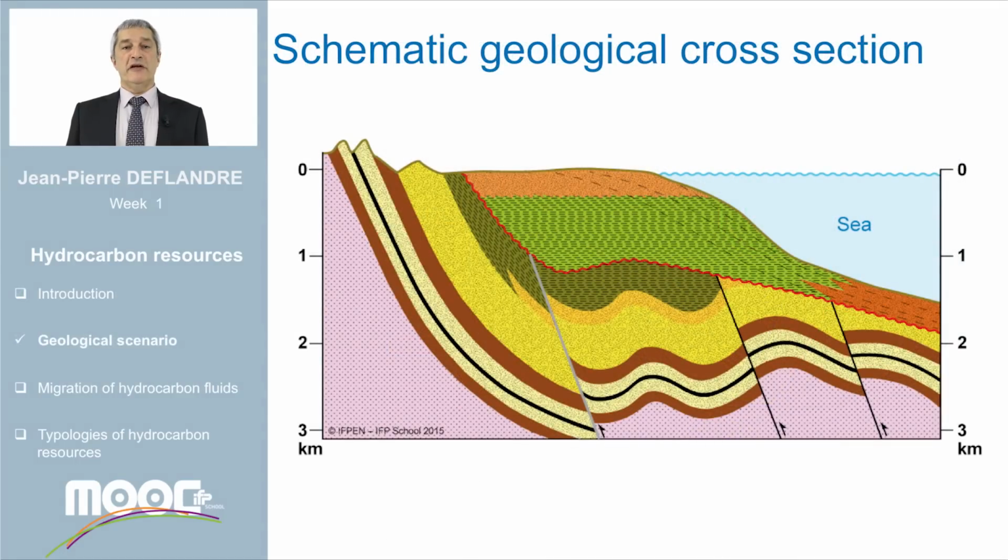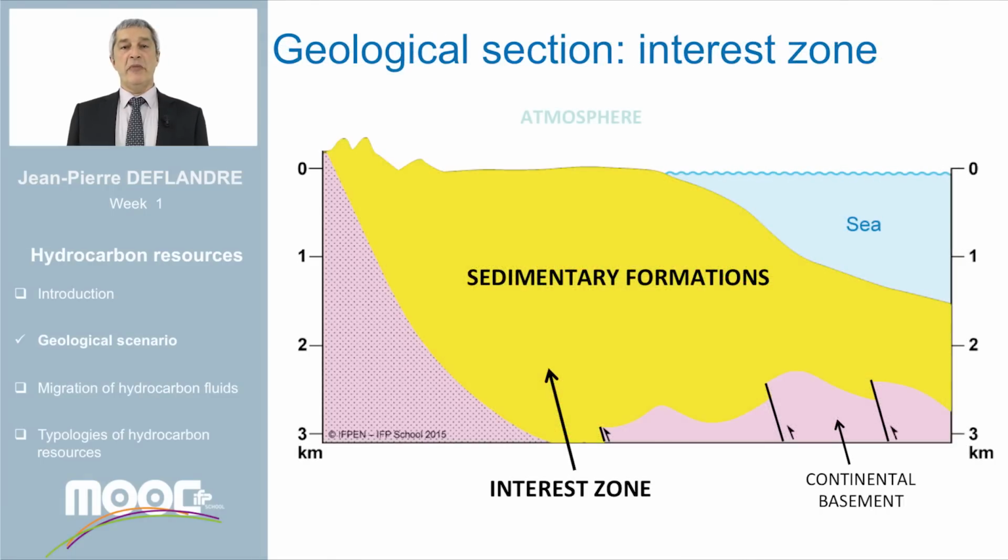For our travel in the underground, we will use this particular schematic geological section to comment on an example of hydrocarbon migration scenarios and to illustrate where the different typologies of hydrocarbon resources can be found. At first, we can consider four main domains: the atmosphere, the sea, the continental basement, and finally the sedimentary rock domain, where hydrocarbons are generated and displaced.